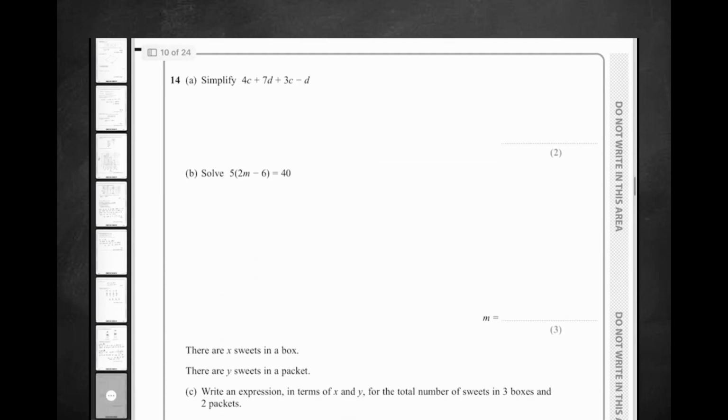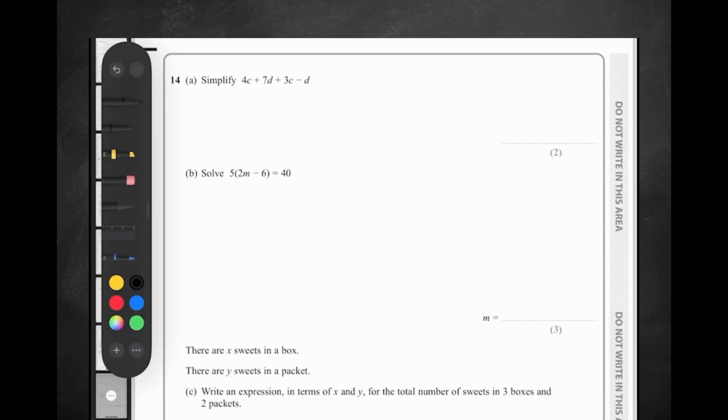Question 14. Simplify 4c plus 7d plus 3c plus minus d. That is just going to simply be the c's go together and the d's go together, so 7c plus 6d. Part B.